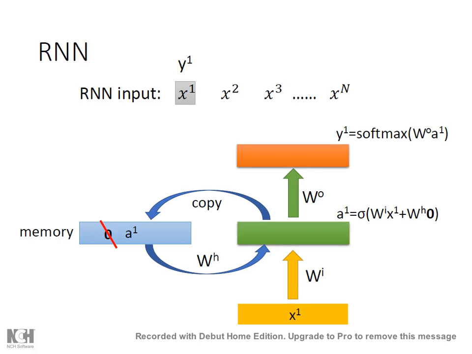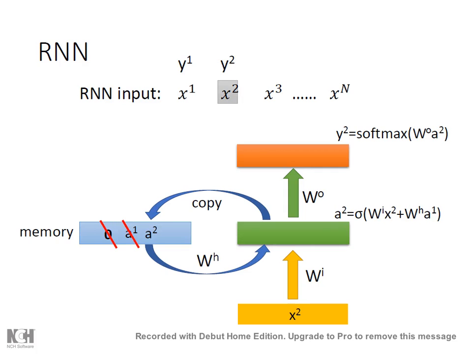Then you get your output. The sigma is the activation function and your output is A1. Then A1 is multiplied with WO, and we use the softmax to output your Y1. So Y1 is the output here, given S1 at the first time step.